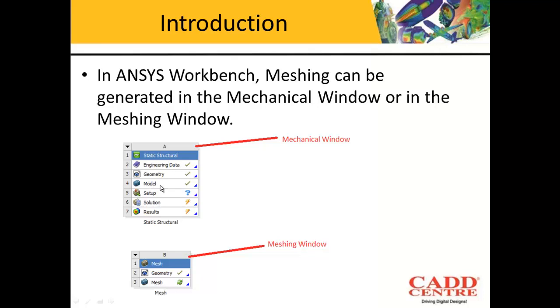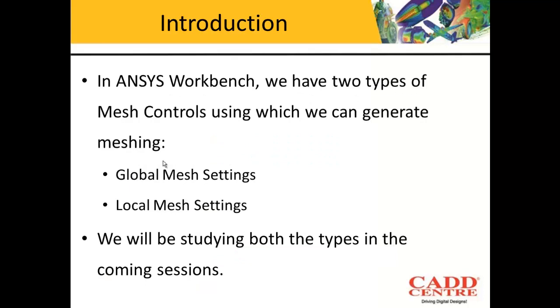If you see, the model cell over here is nothing but the mechanical window, which you will have in any analysis system. You add any analysis system, whether it is structural, thermal, or modal, you will get the model cell inside that. Now in Ansys Workbench, we will be studying two types of mesh settings, that is global mesh settings and local mesh settings. We will be discussing both the types in the coming sessions. And while we are discussing these mesh settings, we will also be discussing some more tools, that is geometry optimization and assembly contacts.